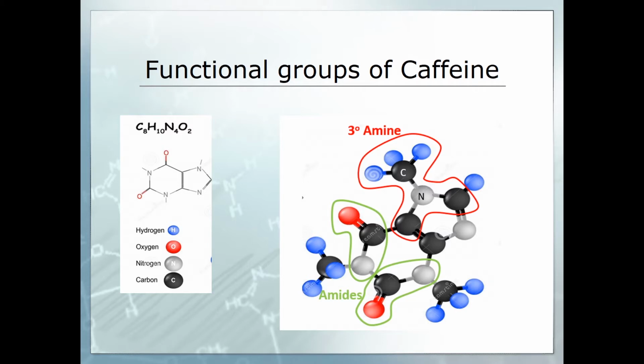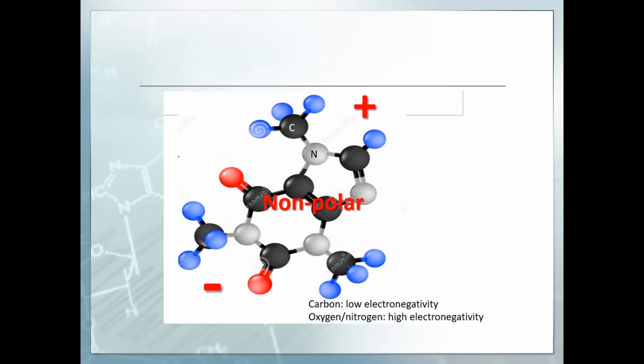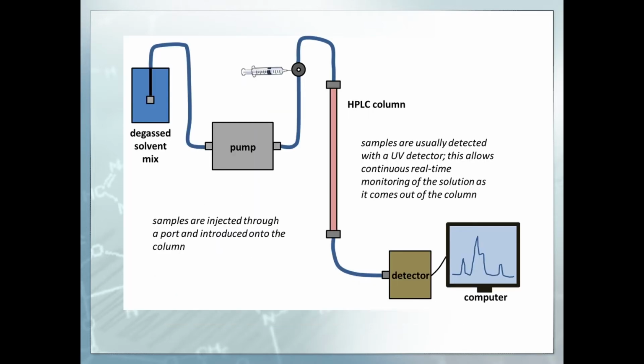You can see that we have our amine at the top, and down at the bottom we have two amides. Because of these groups, it ends up being nonpolar. This is really important when we're looking at our compound going into the HPLC machine, because this will help us to determine if we should be using a polar or non-polar mobile phase.